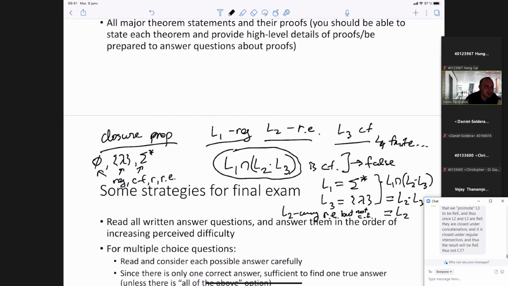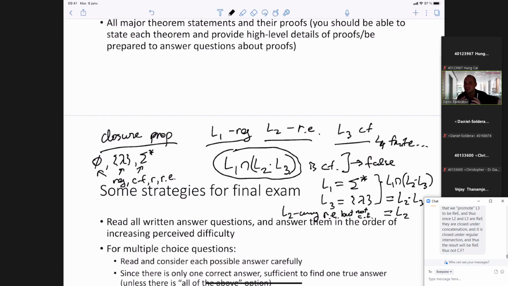Couldn't we just say that we promote L3 to be recursively enumerable, and thus, since L2 and L3 are recursively enumerable, they're closed under concatenation, and it is closed under regular intersection. And thus, the result will be recursively enumerable, thus not context-free. Well, this argument wouldn't quite work, because if you promote two languages to be recursively enumerable and take their concatenation, the result becomes recursively enumerable, but you need to argue that the result is not context-free. And that's not the case.